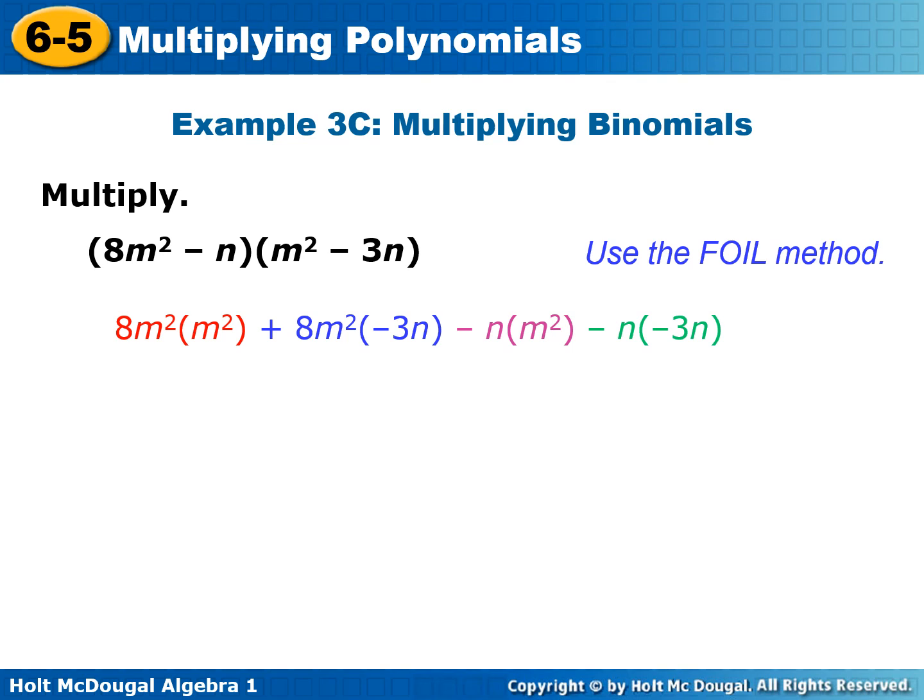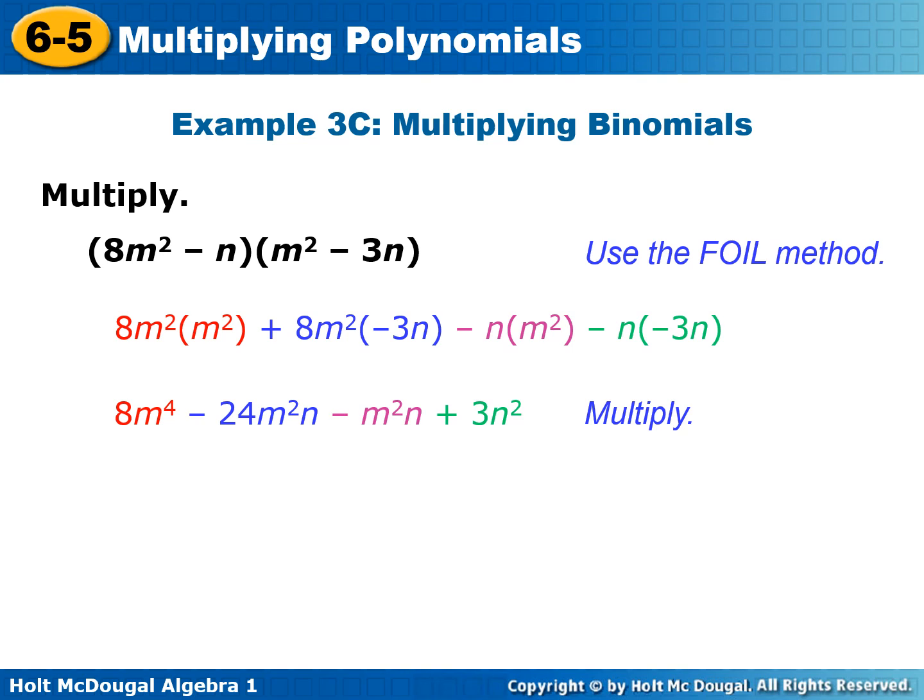So we have here 8m squared times -3n. And then we multiply also the inner terms. So we have -n times m squared. And the last terms, -n times -3n. Okay, so I hope that's easy for you to identify because they're of different colors. And from there, we multiply. So we multiply those in red first. So we have 8m to the power of 4.